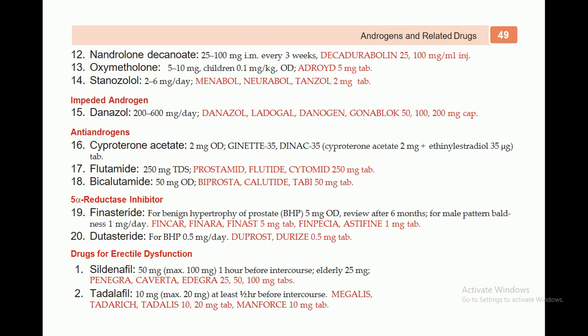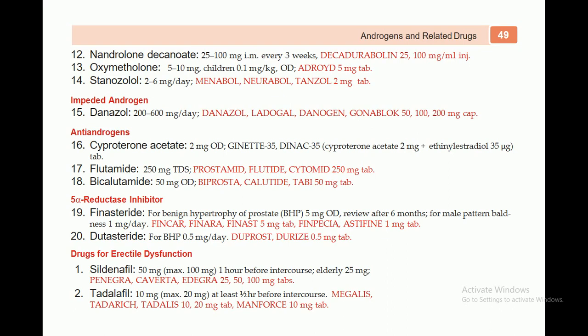Then 5 alpha reductase inhibitors, that is finasteride and dutasteride. So that is also available, especially finasteride. They're indicated for benign hypertrophy of prostate, BHP, 5 milligram OD, review after 6 months. For male pattern baldness, 1 milligram per day finasteride can be given. So that is also available in different names like Finara and Finast, 5 milligram tablet, and in 1 milligram tablets, as well as dutasteride, that is for benign prostate hyperplasia, 0.5 milligram per day, Avodart or Duprost 0.5 mg tablets.